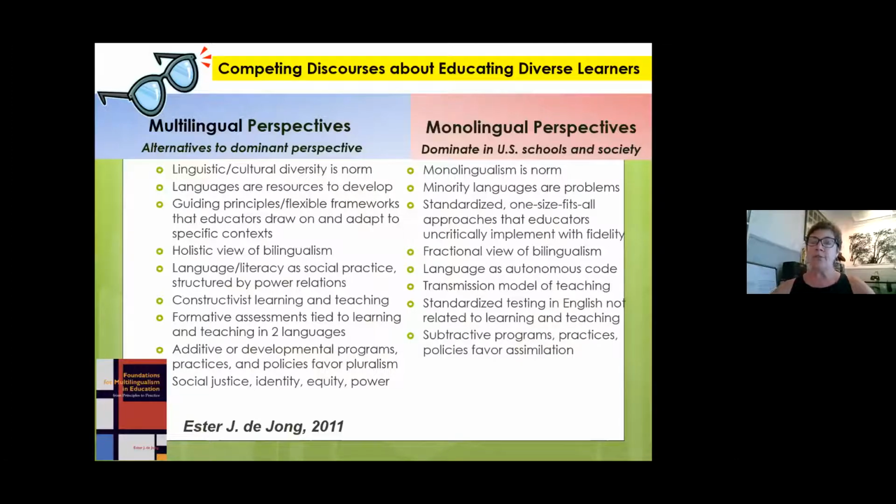We find in the dominant discourses subtractive programs where students are encouraged to give up their home language as they acquire English. In the programs, transitional bilingual programs, English medium programs, practices and policies that favor assimilation. And we also see a focus on assimilation that is colorblind, we'll hear, and that leads to inequities for anyone who isn't white middle class standard English speaking.